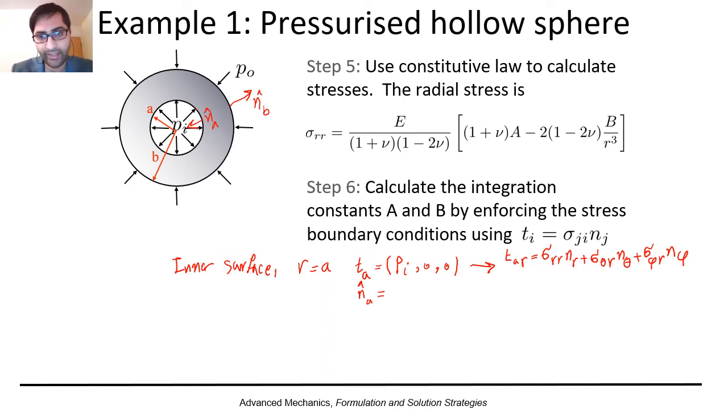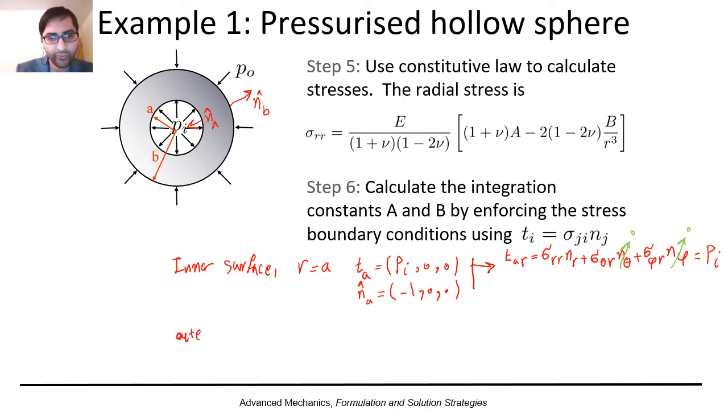So n at a is -1, 0, 0. Using this, we know that n theta is 0 and n phi is 0 as well. And we have sigma rr. So basically sigma rr becomes equal to pi.